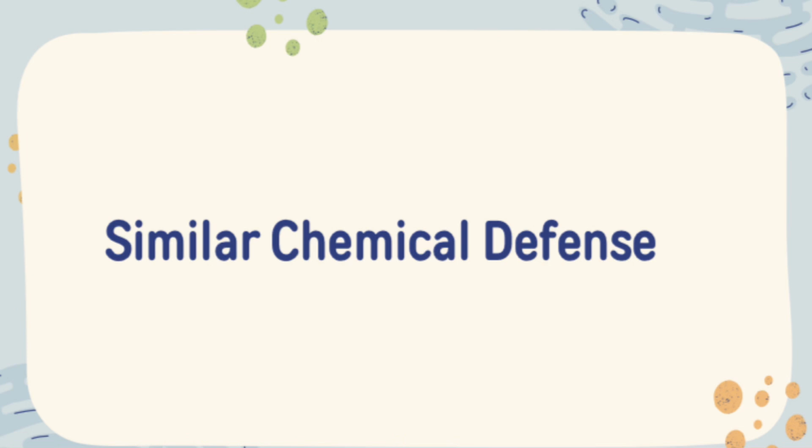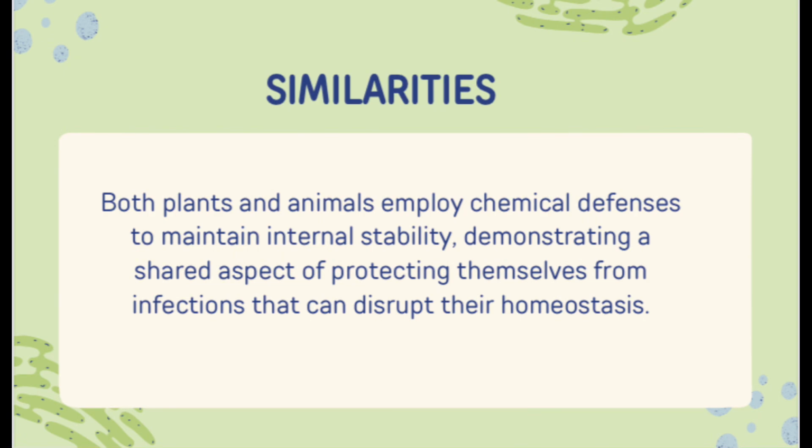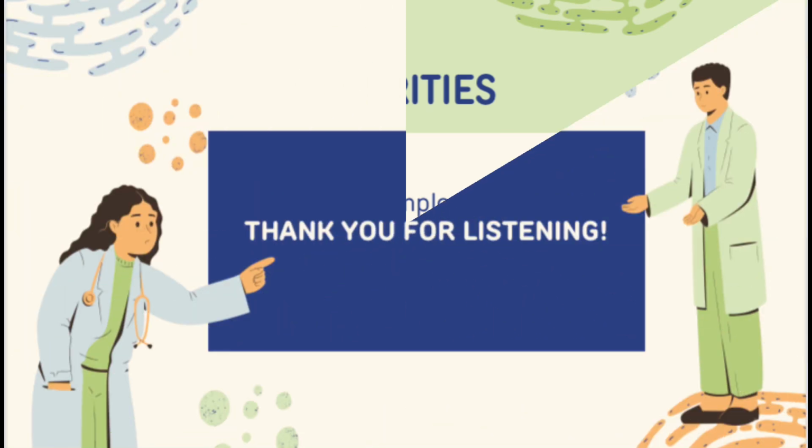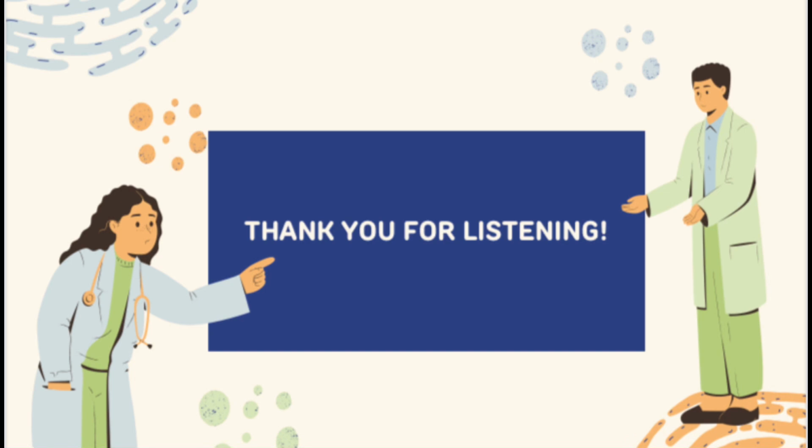Plant-specific defenses are pathogenesis-related proteins, salicylic acid and jasmonic acid, phytoalexins, and more. The animal defenses are the immune system, cytokine signaling, and the complement system. So that is why plants and animals employ chemical defenses to maintain homeostasis, illustrating convergent evolution and shared strategies against infectious threats.